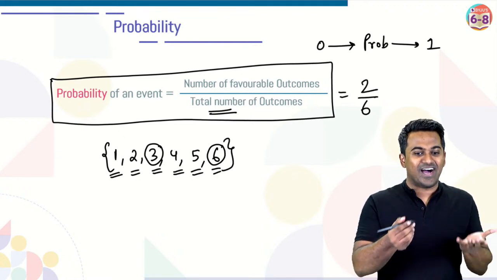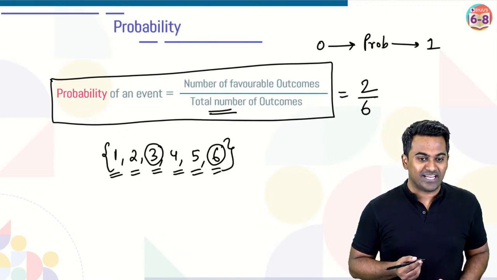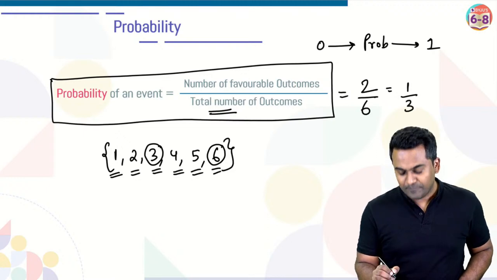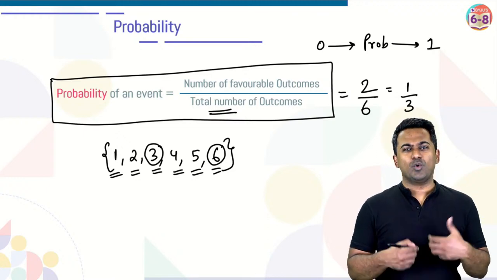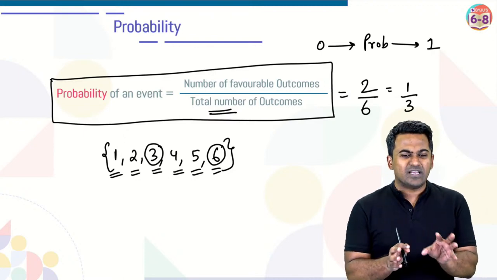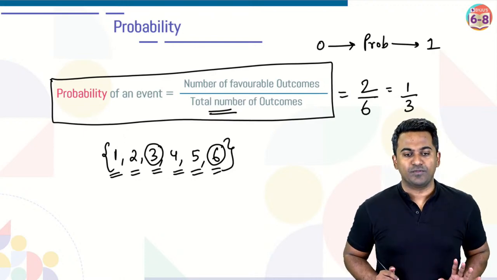That's it. Well done. The answer is going to be 1 by 3. Shruti has said it. Anita has said it. So 2 by 6, when you simplify it, you get 1 by 3. If you want to express this in terms of percentage, you multiply this by 100 and you can say, yeah, 33%, I will get a multiple of 3.